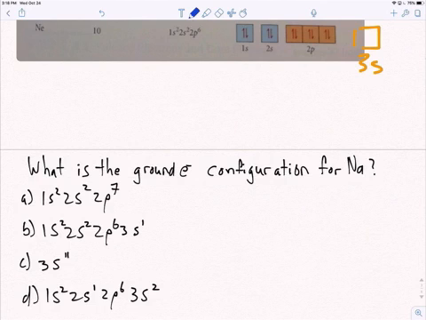Let's see if you're following me. How many think it's A? How many think it's B? How many think it's C? How many think it's D? So, is anybody confused by anything?